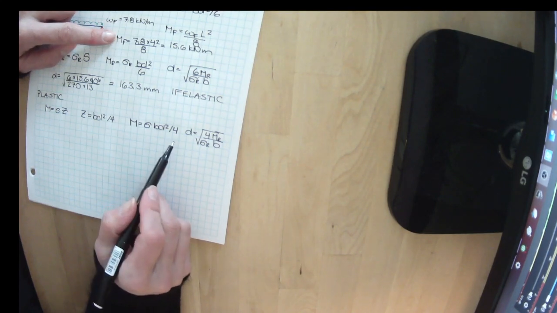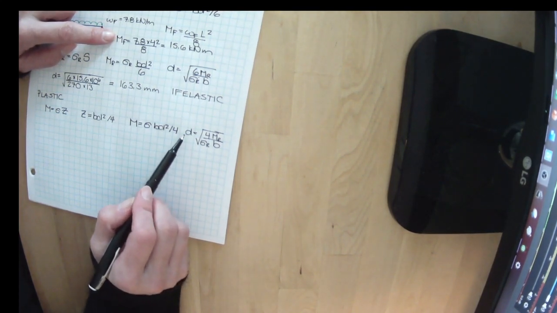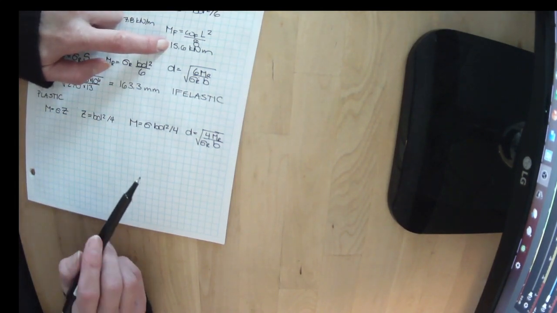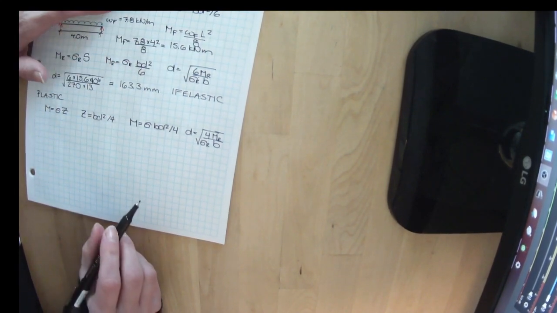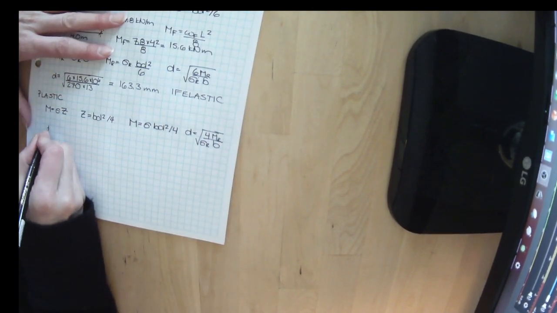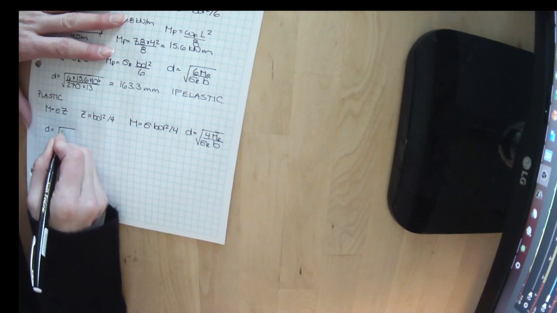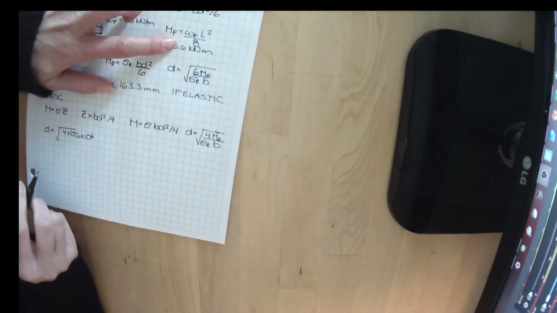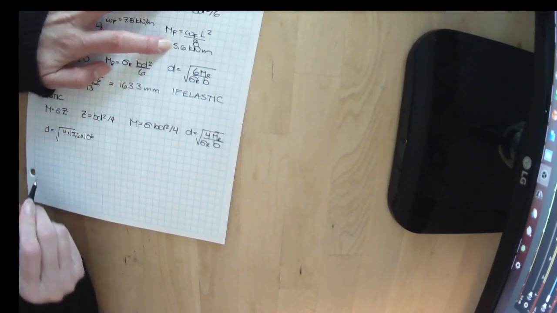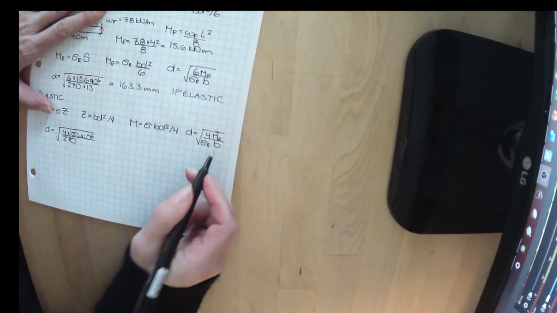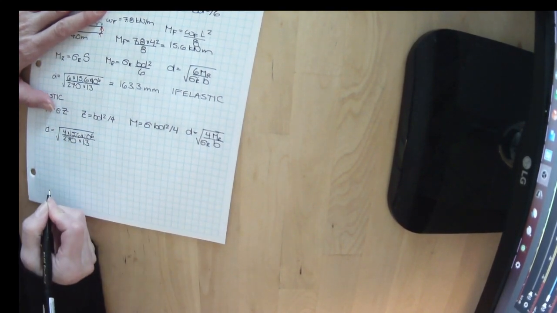So if we want to know what will make this work, we want to say that our MR is at least 15.6 kilonewton meters. So if we say that MR is at least that, we will have a section that works. Or D equals the square root of 4 times 15.6 times 10 to the 6, because I've converted that kilonewton meters into Newton millimeters, divided by our reduced stress capacity, or 270 MPa, times B, which is 13.